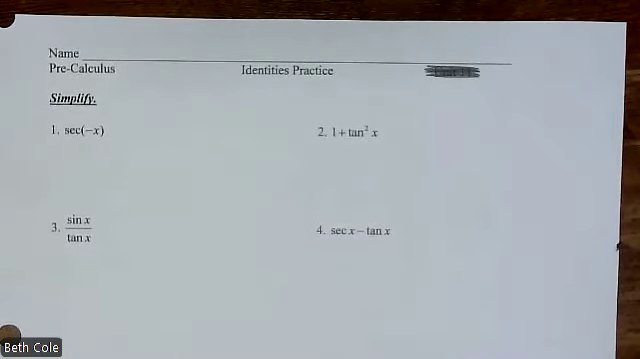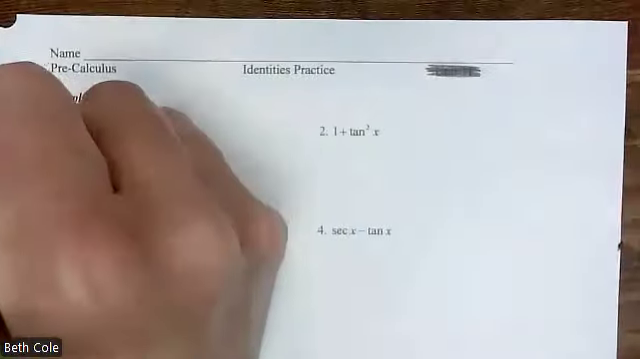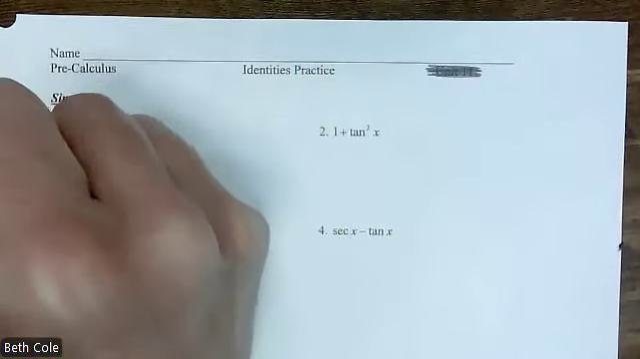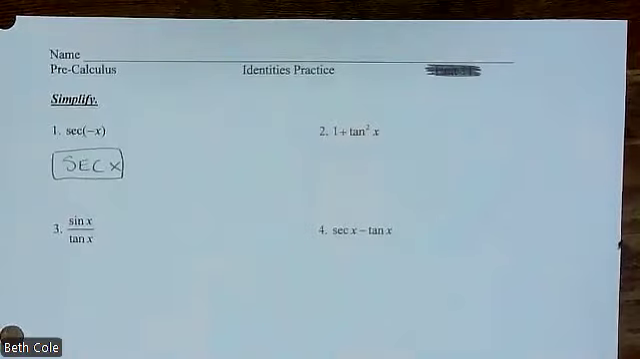So the first one, this is when you see the negatives, it's even and odd. Is secant even or odd? Let's start with that. Even, good job. Okay. All the odd ones go negative. The even ones turn positive. So this will just be secant of x. That is it. The even ones, if you see a negative, that's even or odd. Even ones turn positive, odd ones turn negative. This is memorization.